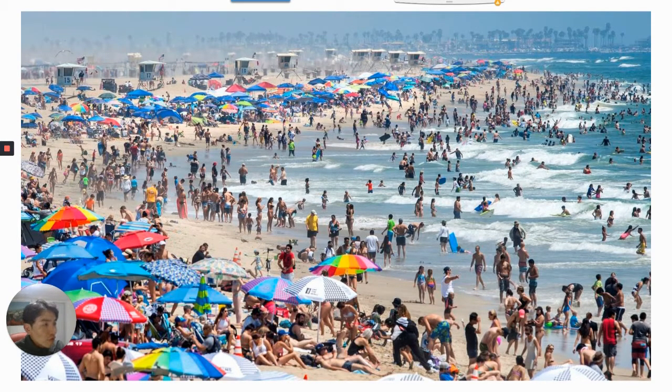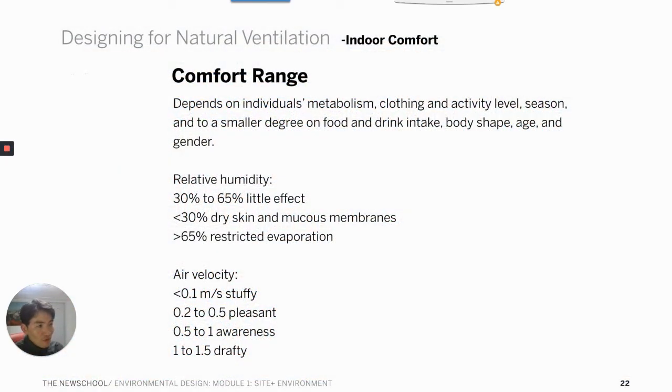And let's imagine you are designing a building for these people. You have to set some rational target, even though it is impossible to satisfy everyone. So finding that target range based on some evidence or standard or data is the first step of the process. You will have a problem if the humidity goes outside of this range of 30 and 65 percent, you will feel discomfort, and you will start to feel discomfort when the air velocity is higher than 1.